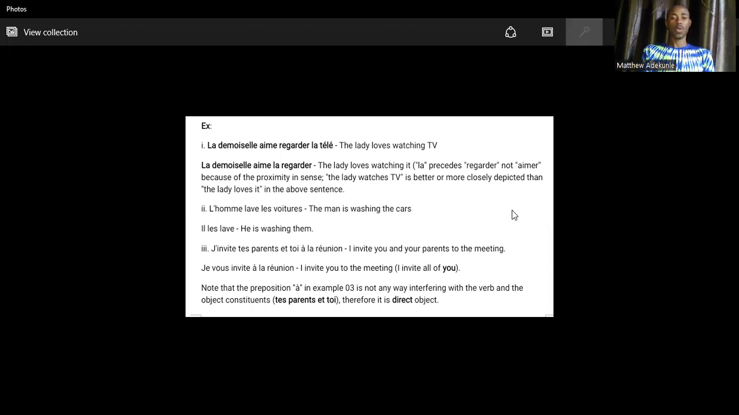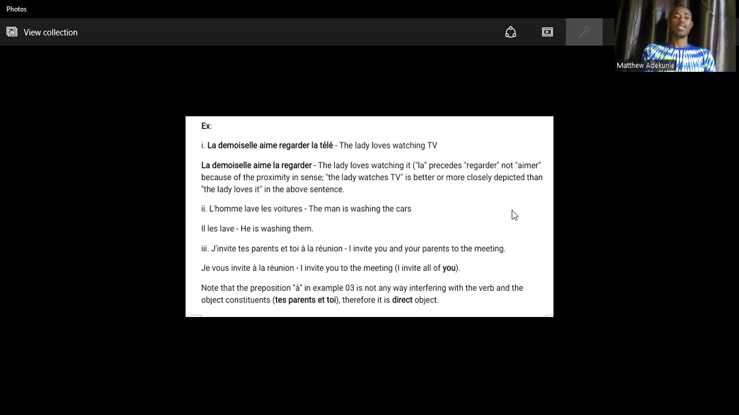Now we go to the third one. J'invite tes parents et toi à la réunion. I invite you, or I am inviting you, it's the same thing. I invite you and your parents to the meeting. All right. So we have tes parents et toi, your parents and you, having the sense of the direct object. And you know why that is, we've explained that before.